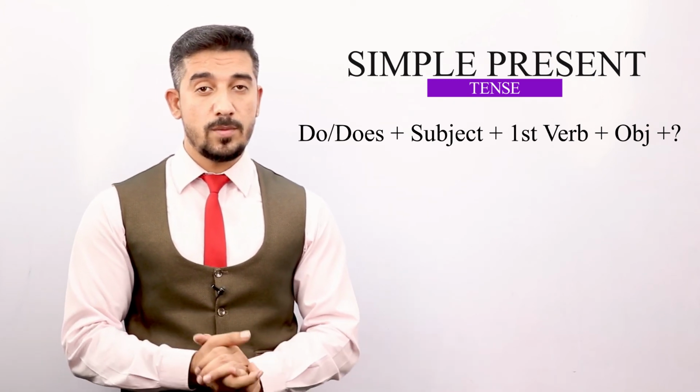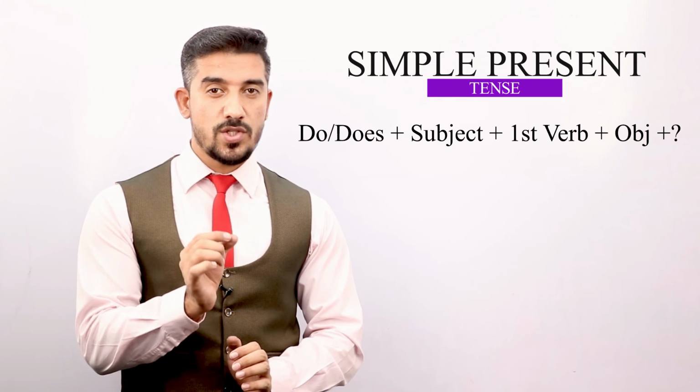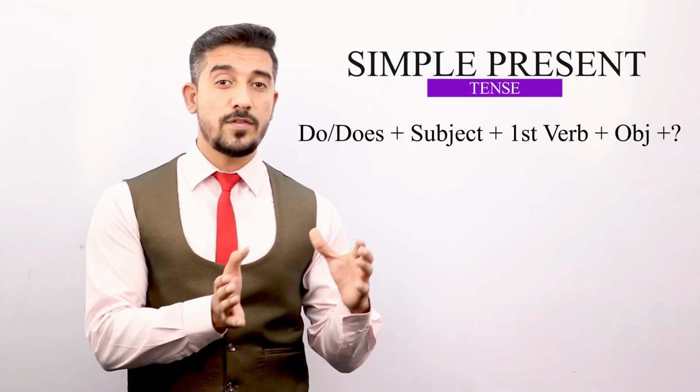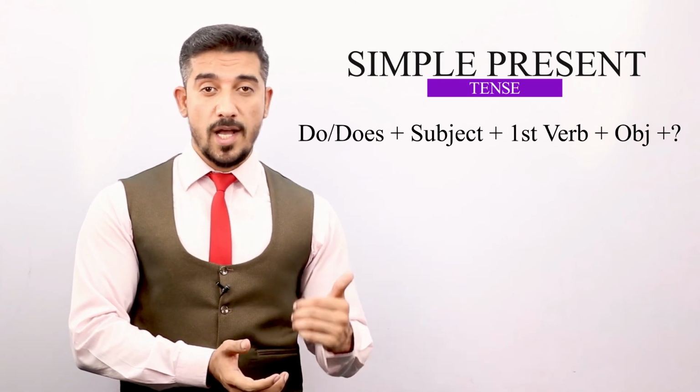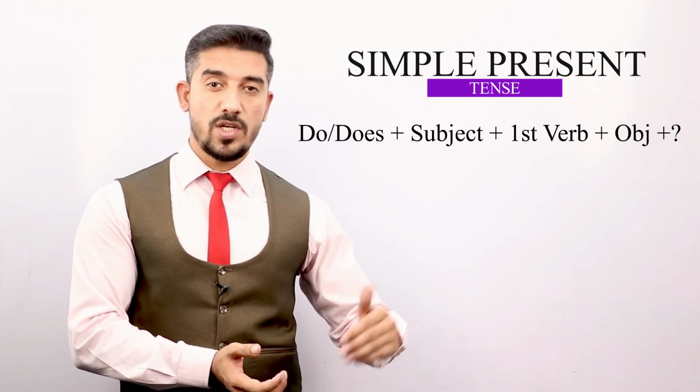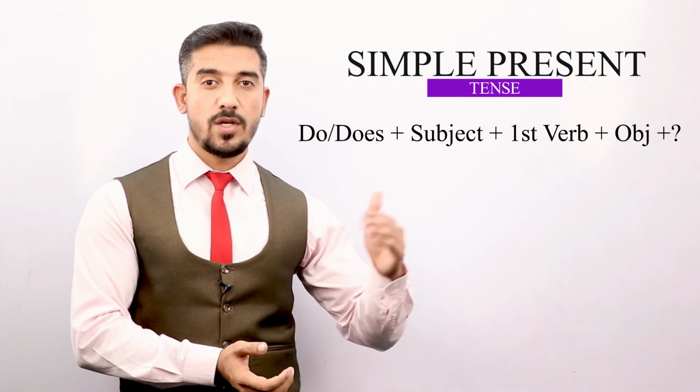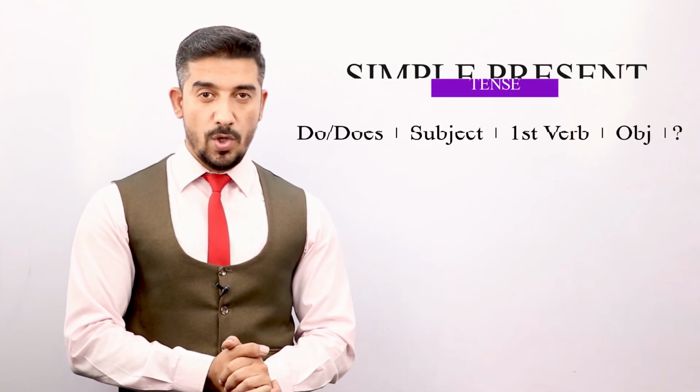But in interrogative, you must not forget to have a question mark, because the interrogative structure of the simple present is the yes-no question. Do you go to school? Yes, I do. No, I don't. Does she play cricket? Yes, she does. No, she doesn't. That was all for today.